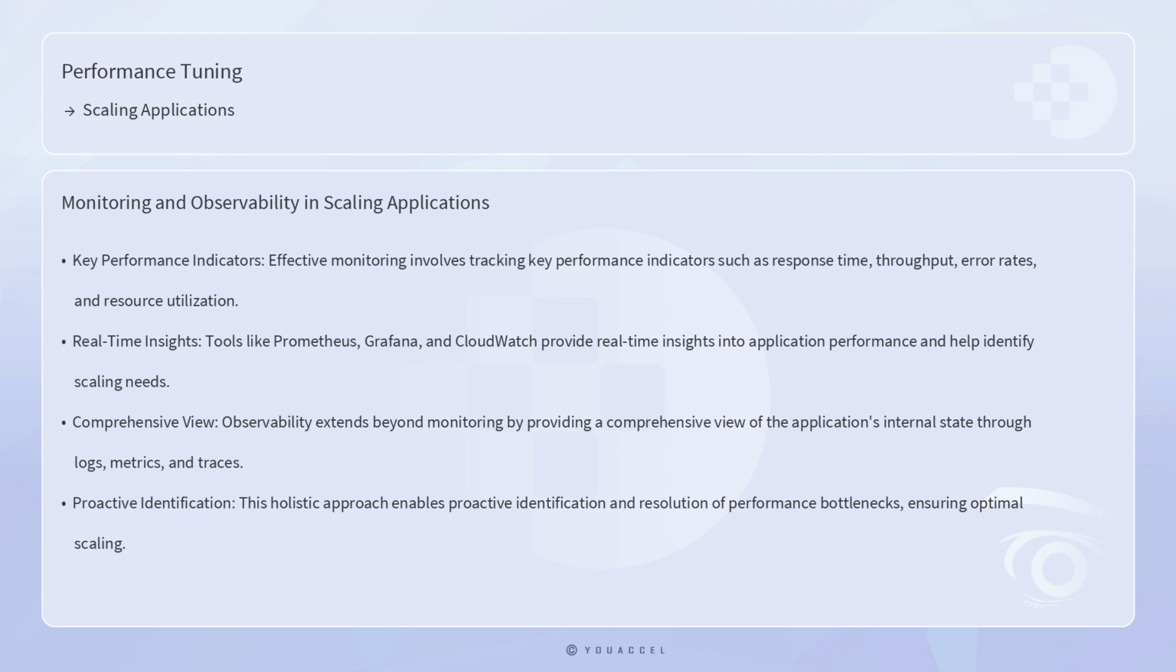Effective monitoring involves tracking key performance indicators such as response time, throughput, error rates, and resource utilization. Tools like Prometheus, Grafana, and CloudWatch provide real-time insights into application performance and help identify scaling needs. Observability extends beyond monitoring by providing a comprehensive view of the application's internal state through logs, metrics, and traces. This holistic approach enables proactive identification and resolution of performance bottlenecks, ensuring optimal scaling.